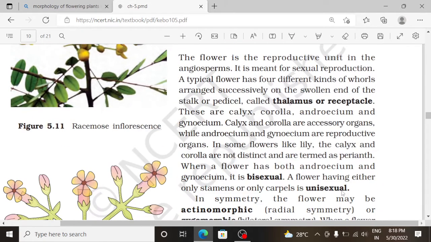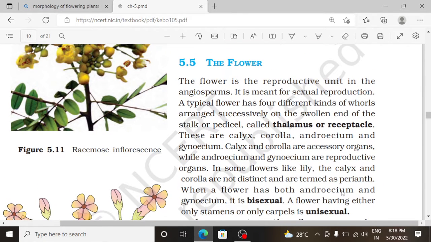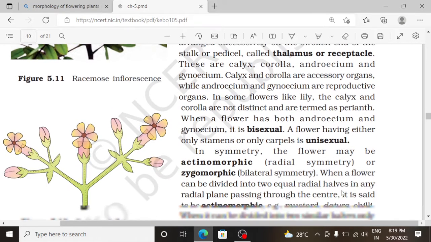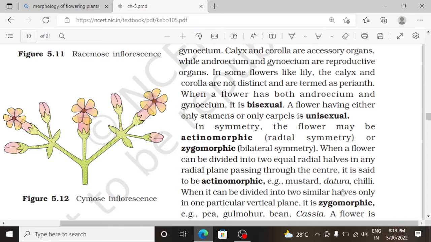The flower. The flower is the reproductive unit in angiosperms. It is meant for sexual reproduction. A typical flower has four different kinds of whorls arranged successively on the swollen end of the stalk or pedicel, called thalamus or receptacle. These are calyx, corolla, androecium and gynoecium. Calyx and corolla are accessory organs, while androecium and gynoecium are reproductive organs. In some flowers like lily, the calyx and corolla are not distinct and are termed as perianth.